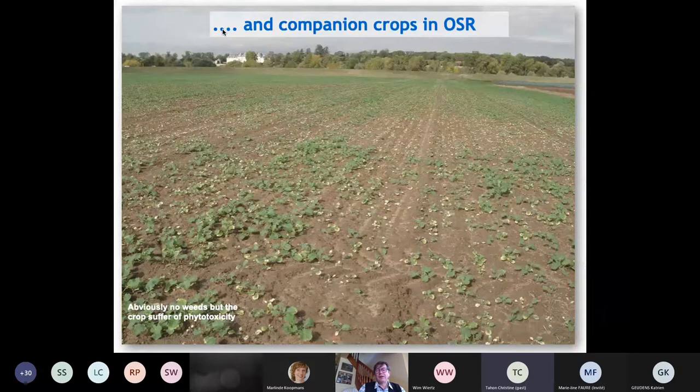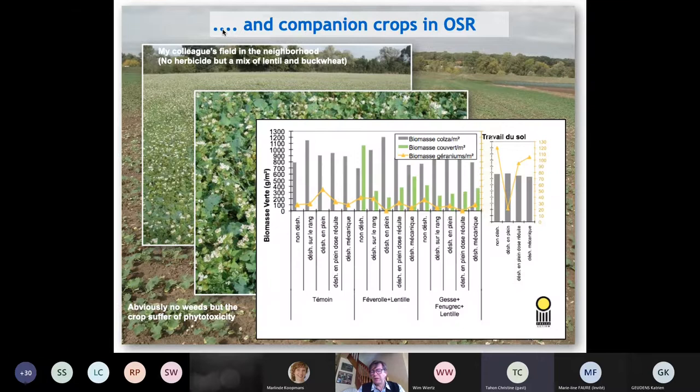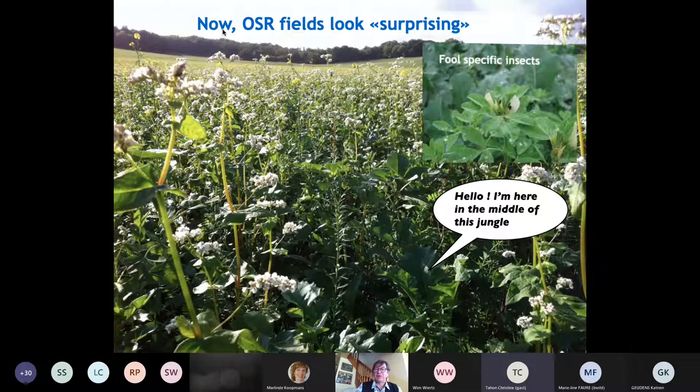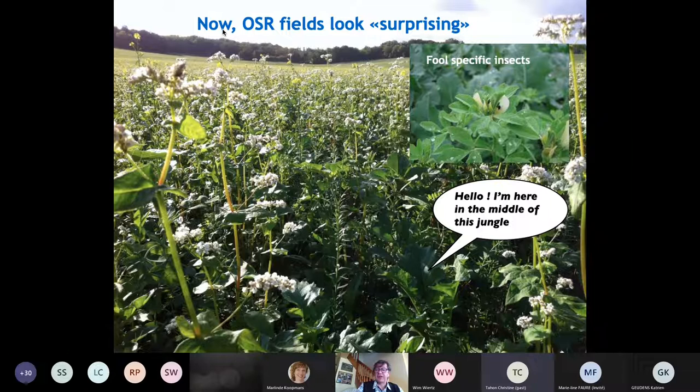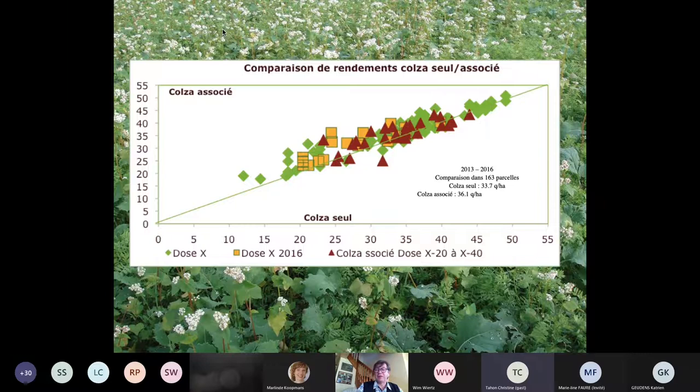This brought us to companion crop in OSR, and that is conventional OSR, and that is OSR with companion crop. And so that really changed our mind. And now it is well documented in France, at least, that with no-till and with companion crop in OSR, we can manage quite easily some of the weeds, not all the weeds, but most of the weeds, which means that an oilseed rape field today has a very surprising look. It doesn't look like a conventional field. And this also helps to fool most of the insects that are very specific to oilseed rape. So it's what we call an agroecological way to manage most of the problems in oilseed rape. We have good research that shows that the yield doesn't change, even goes up.